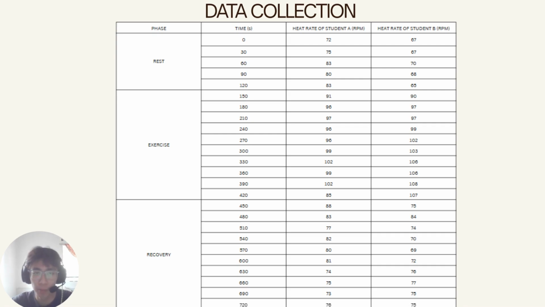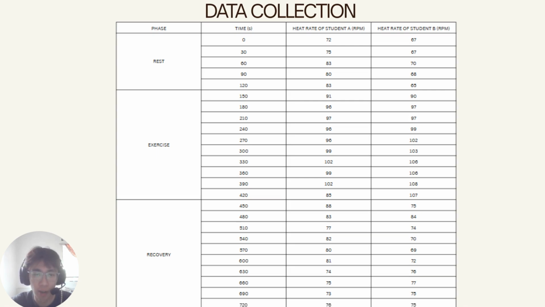My name is Kogami. For the data collection part, we chose two students from our group, subject A and subject B. During the exercise protocol, the two students do the same. We separate the exercise into 3 stages: rest phase, step climbing phase, and recovering phase. During the rest phase, stand quietly for 2 minutes, recording heart rate every 30 seconds.